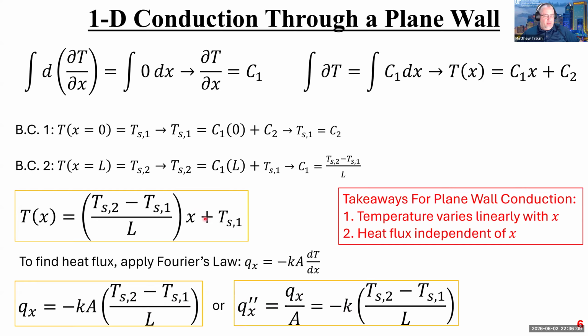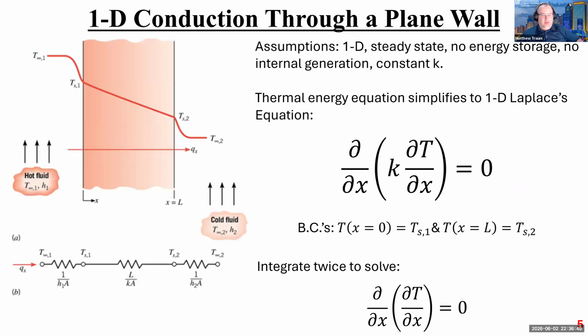These are my big take-home equations: the temperature field, the heat transfer, and the heat flux. So I say here, takeaway for plane wall conduction. One is that the temperature varies linearly with x. So we said that this is just the equation of a line. And the other thing, which is kind of fascinating, is that the heat flux is independent of x, right? Nowhere in this equation is there an x. In fact, given that Ts1 and Ts2 and k and L are constant, this heat flux is constant, right? Not a function of x, but a constant value. So that's pretty cool.